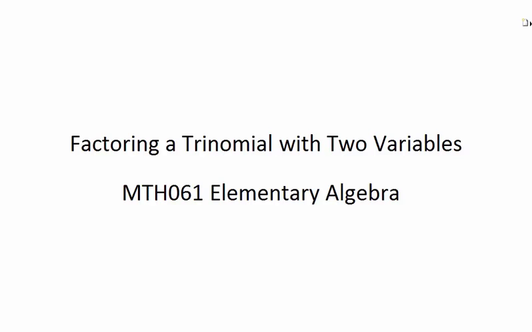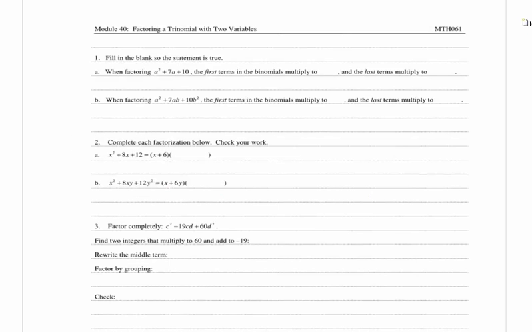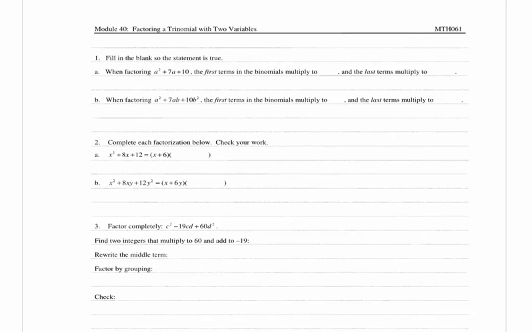In this video, we're going to be factoring a trinomial with two variables. In one, it wants us to fill in the blank so the statement is true. In A, when factoring a squared plus 7a plus 10, the first terms in the binomials multiply to a squared, and the last terms multiply to 10.